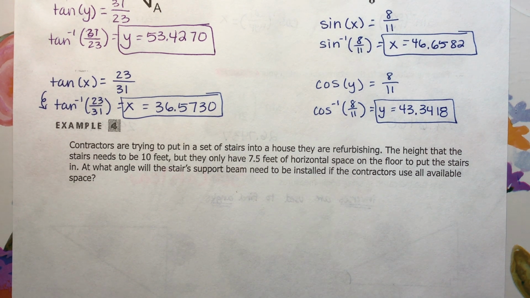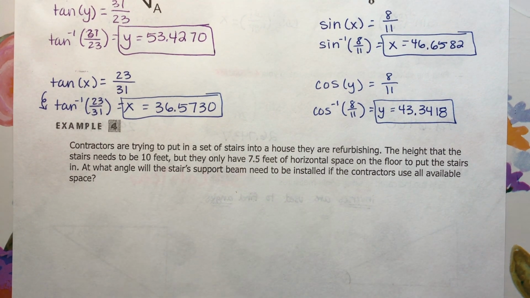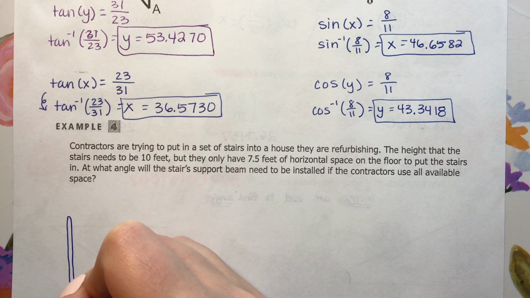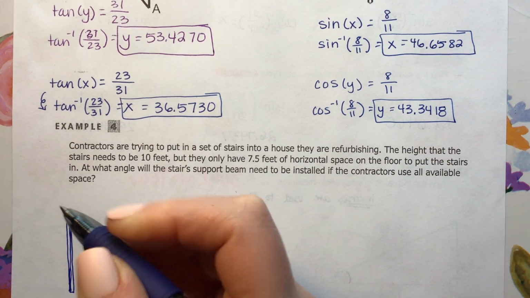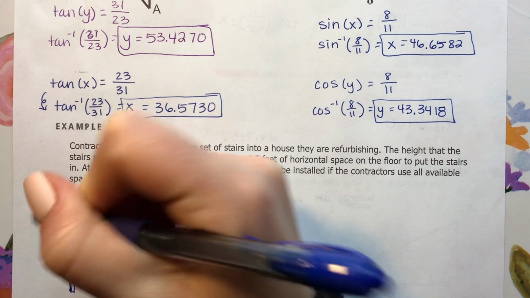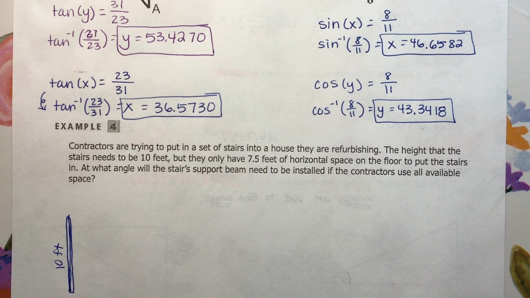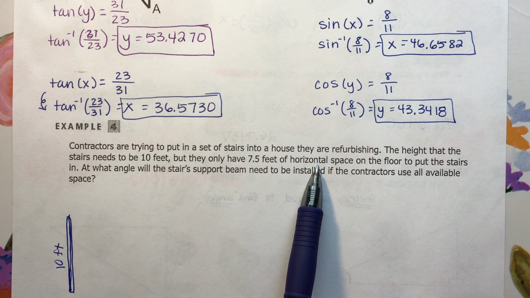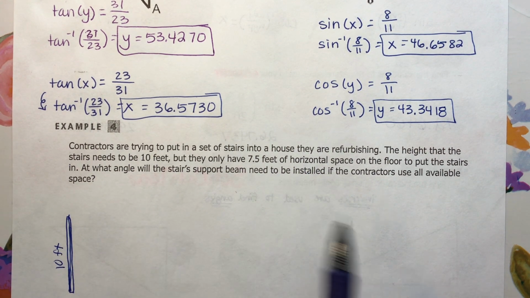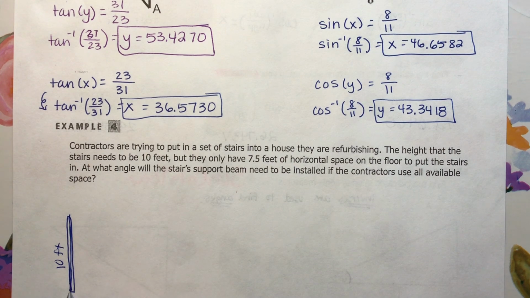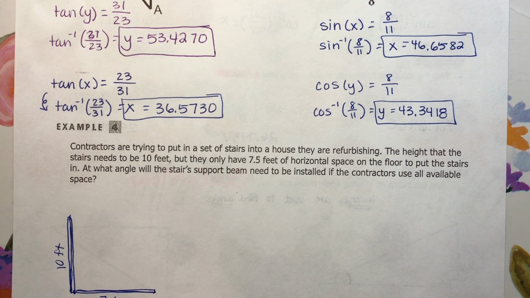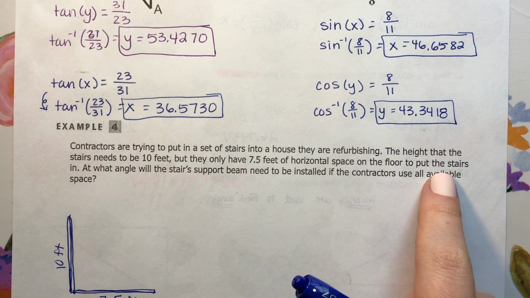So let's reread that. We know the height of the stairs needs to be 10 feet. So I'm just going to draw kind of a wall here, and this is going to be 10 feet tall. I know that much. And it says they only have 7.5 feet of horizontal space. So remember, horizontal space is left and right. So they don't have a ton of space, and it's going to be 7.5 to put the stairs in.